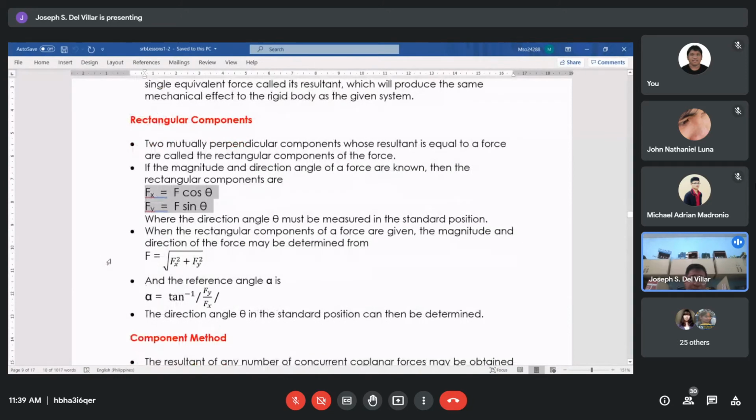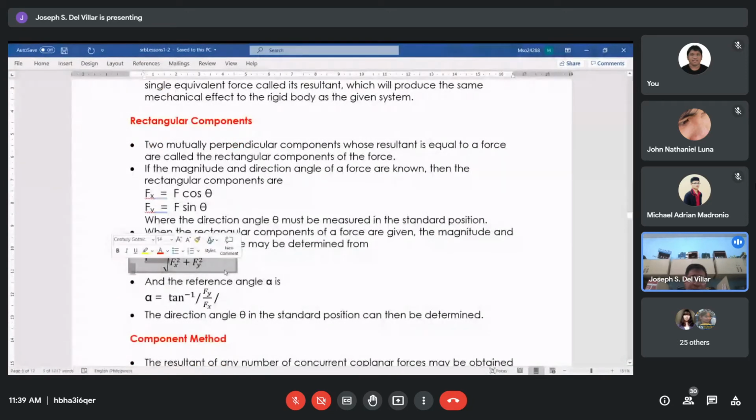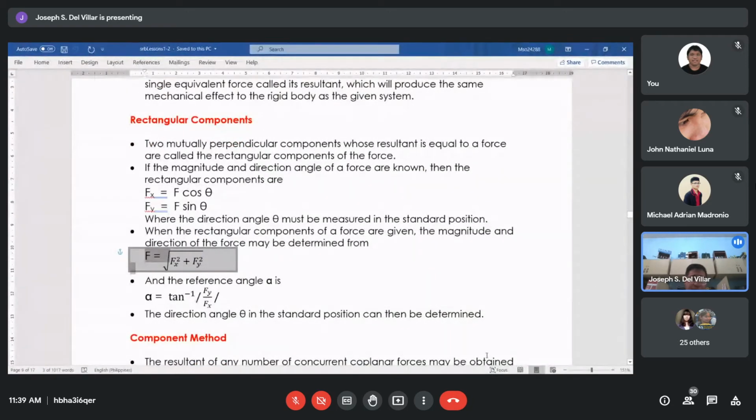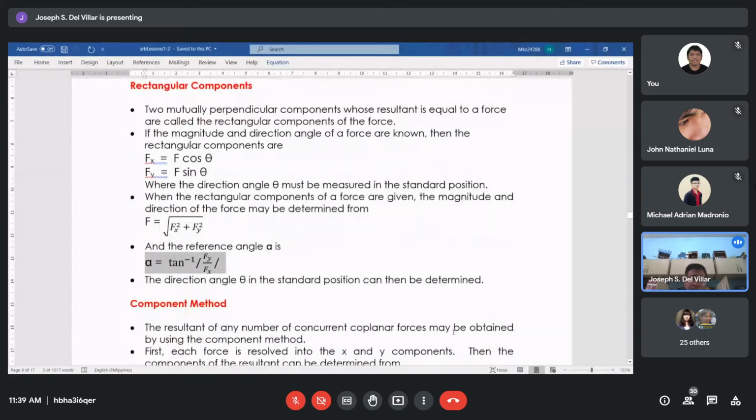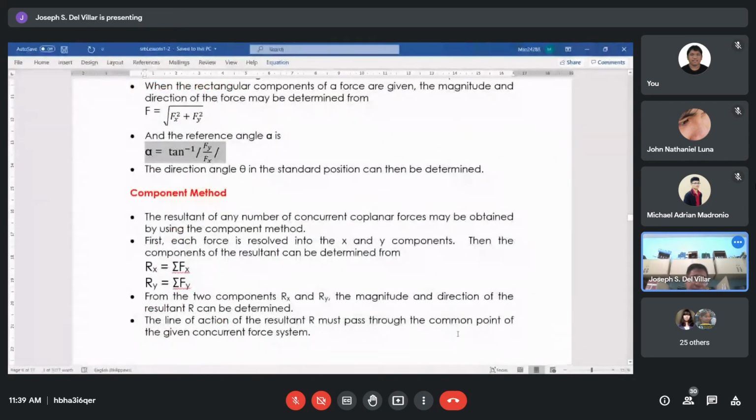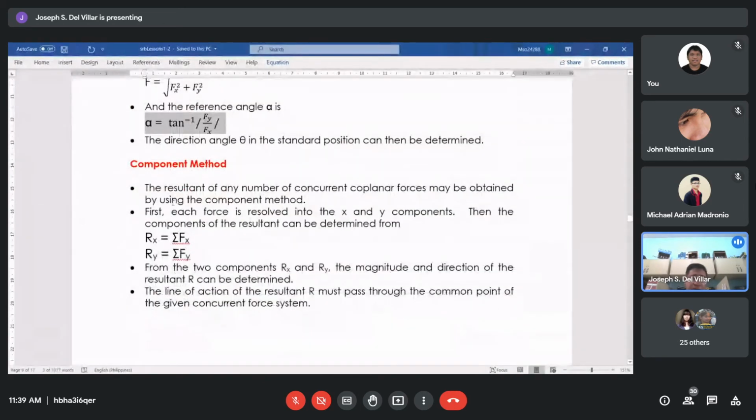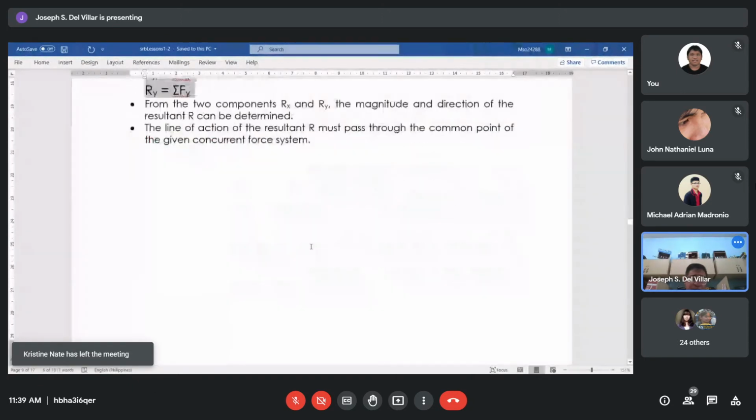Okay, this is the Pythagorean Theorem in finding the resultant. And this is the angle of the resultant, inverse tangent or arc tangent. Component method, ito yung kaninang diniscuss natin, wherein we sum up all the x components and we also sum up all the y components.